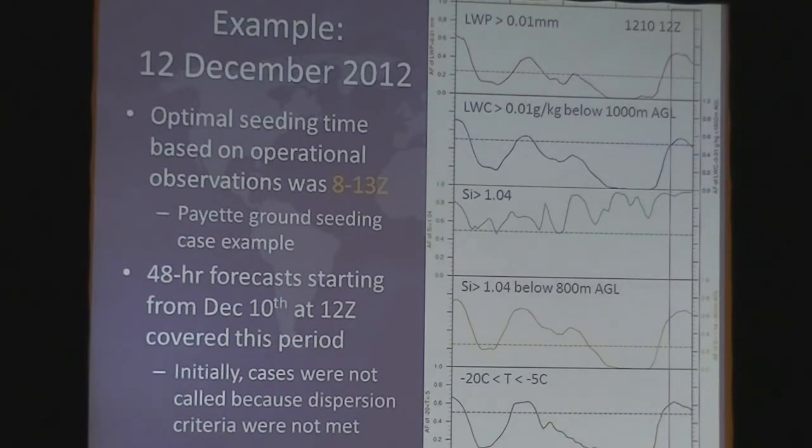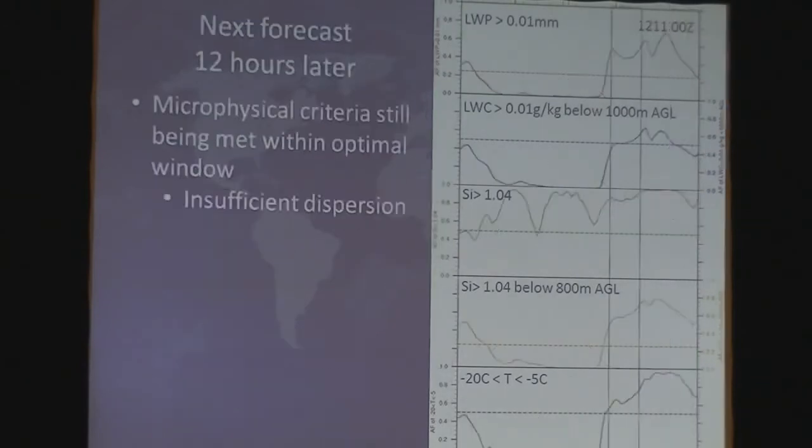Now, if a case was being called, it would show up in here as a shaded gray area. The reason we haven't called a seeding case in the model for this particular period is that the dispersion criteria weren't met yet. But the model is doing a very good job, 48 hours in advance, of letting us know that the seeding criteria, microphysically, are looking pretty good.